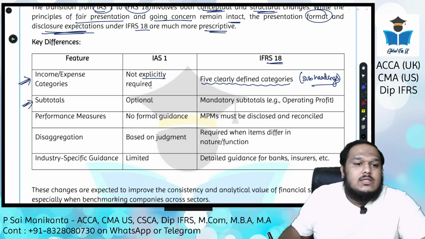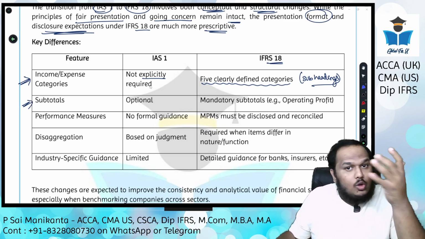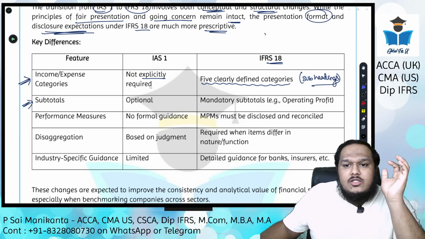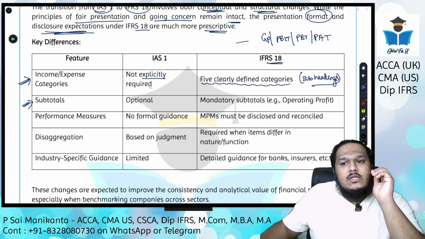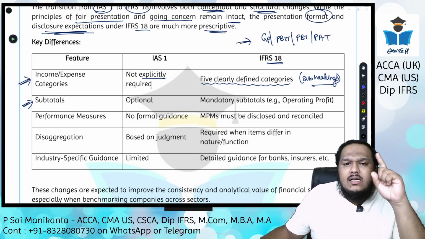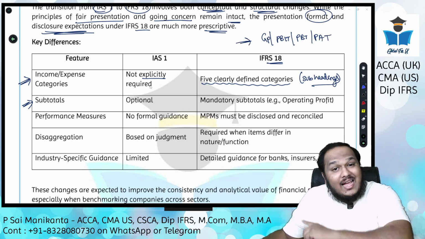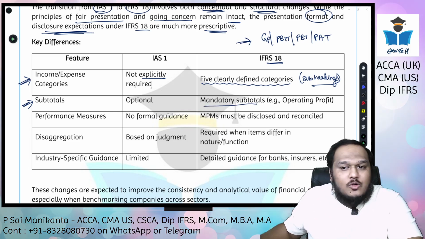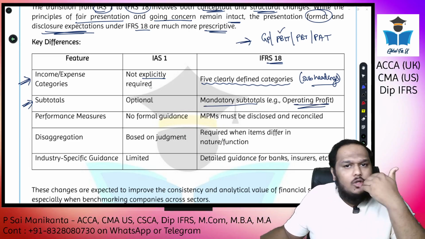Then subtotals. IAS 1 had no mandatory requirement for subtotals. It is optional. For example, gross profit, PBIT, PBT, PAT. These are all subtotals. These were not mandatory under IAS 1. This is a recommended approach, but under IFRS 18 they are not optional anymore. They are mandatory subtotals. Operating profit, PBIT, is mandatory, everybody should show it, no exception.